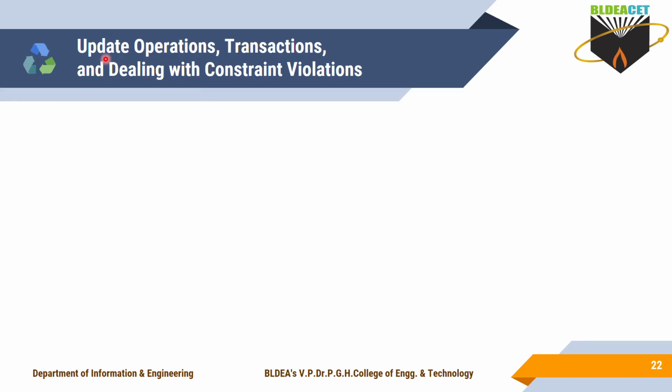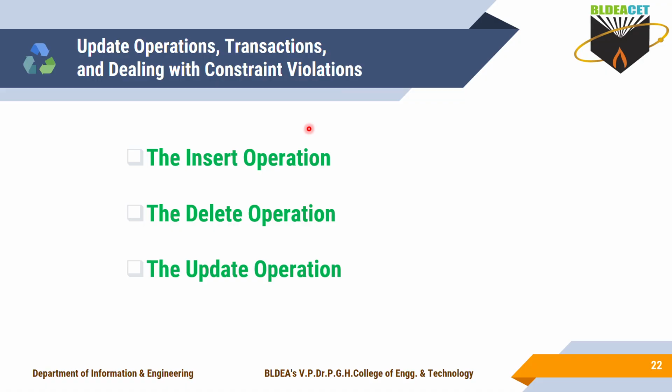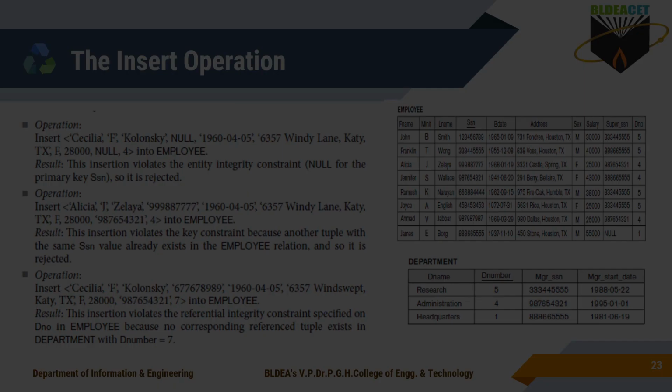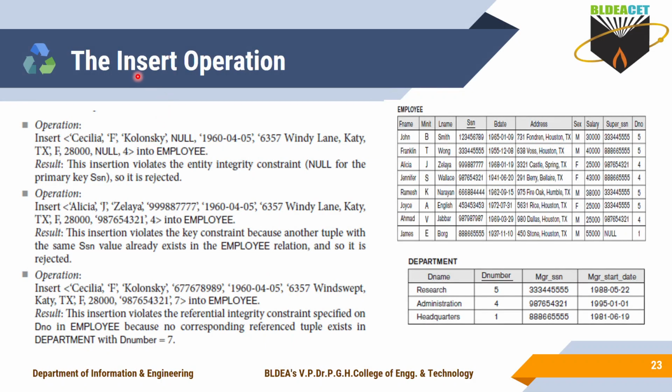Next we'll go and study update operations, transactions and dealing with constraint violations here. In update, three types of update operations are available. Among those, first one is the insert operation, next is the delete operation, and third one is the update operation. Let's see all these operations one by one. First is the insert operation.